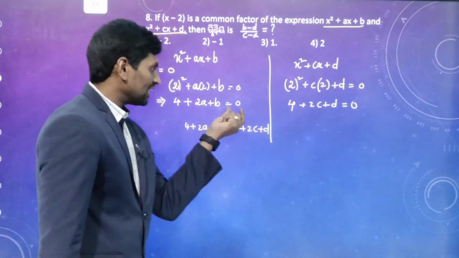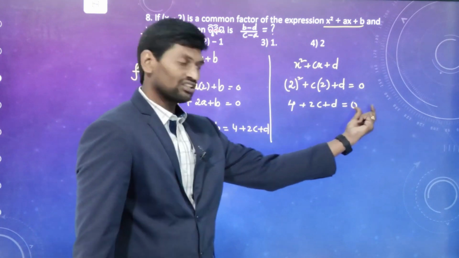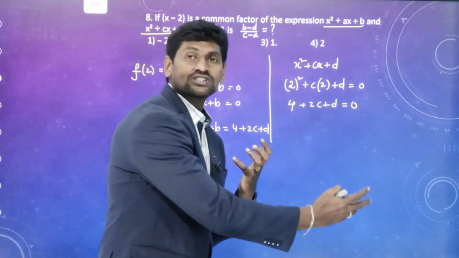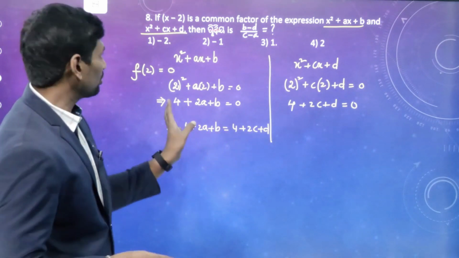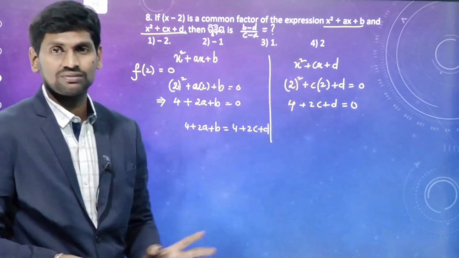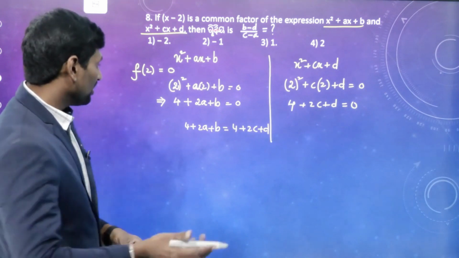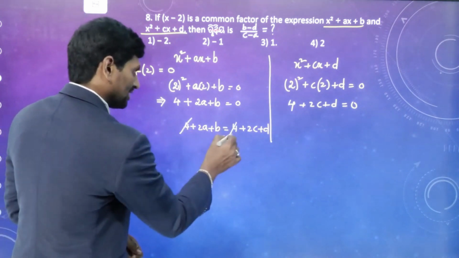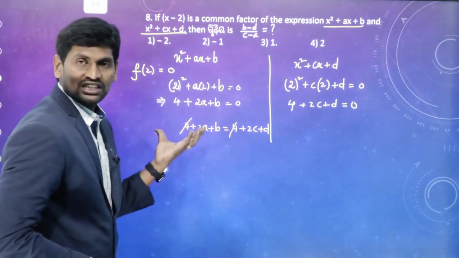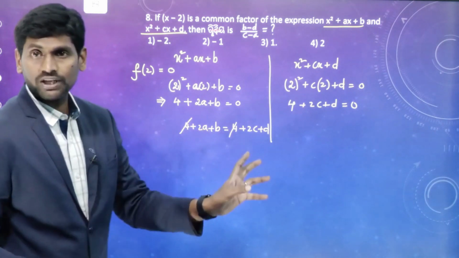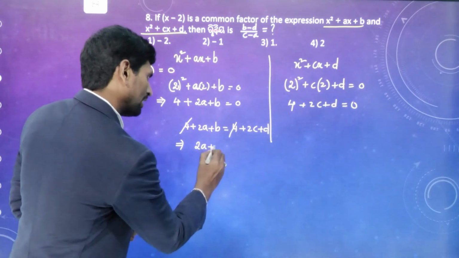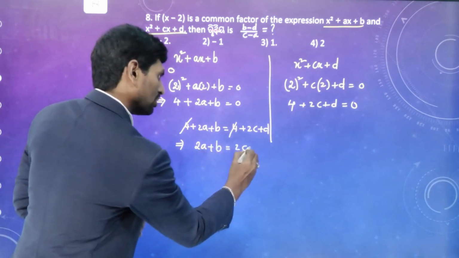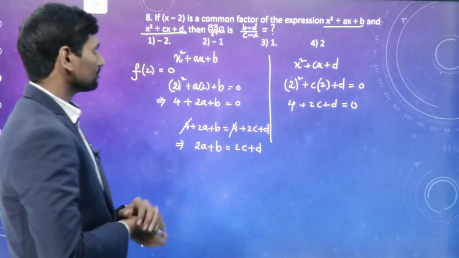Because the first equation RHS is 0, the second equation RHS is also 0. If the RHS parts are equal, we can equate LHS parts, right? Same condition. That too, we know that both have the same common factor. Right. Both sides 4 cancel, because plus 4 transposing to this side will be minus 4. 4 minus 4 becomes 0. What is remaining here? 2a plus b equals 2c plus d.